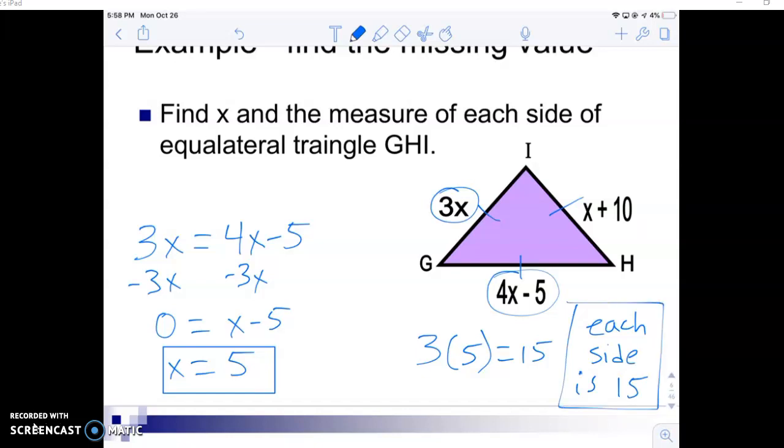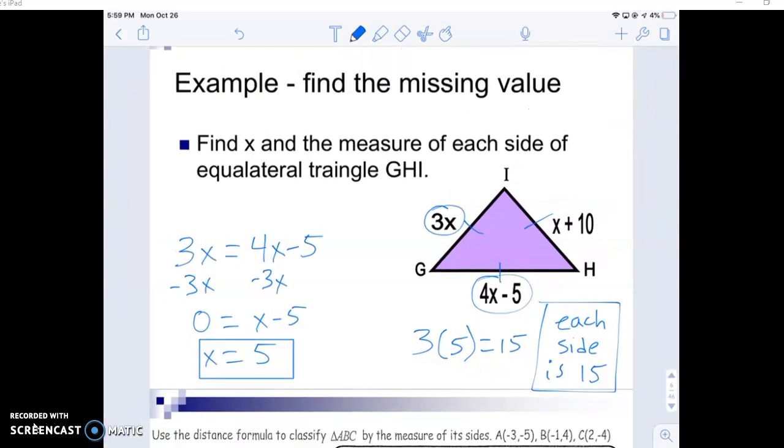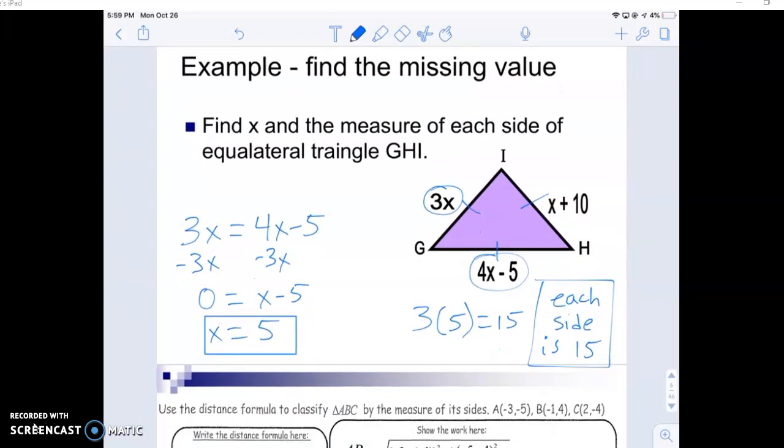And then if it were to ask us what's the perimeter, you just add those up together and it would give you 45. But it's not asking you that. If it would, that would be the answer. So, we'll move on. Pause that, write that down.